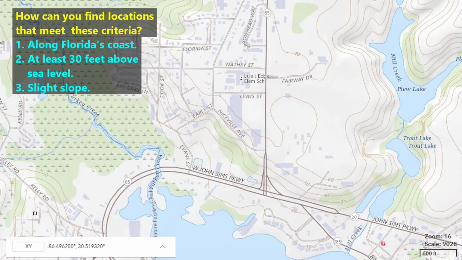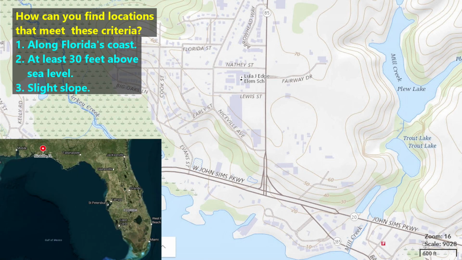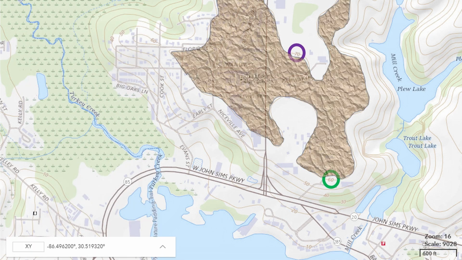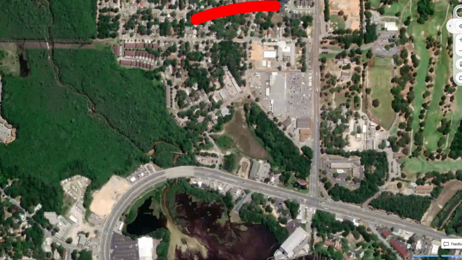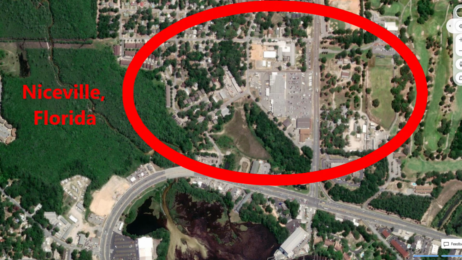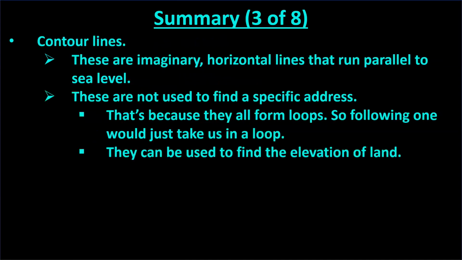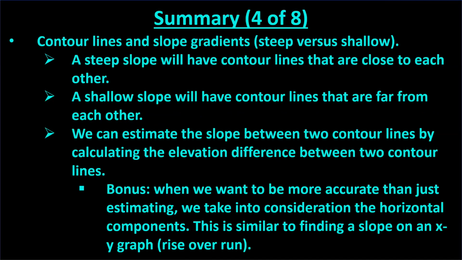Now we're ready to answer our question about where to build an office for a new business. Our criteria will find a location along Florida's coast that is at least 30 feet above sea level and has a slight slope. Using the USGS website, we can search for areas that meet our criteria. We find many places including this nice town called Niceville, which meets these criteria. Here's a summary of this topic and some extra information. Please pause the video if you wish to read this.